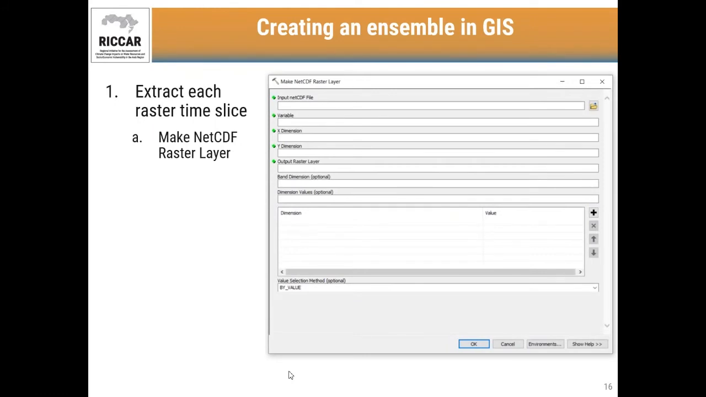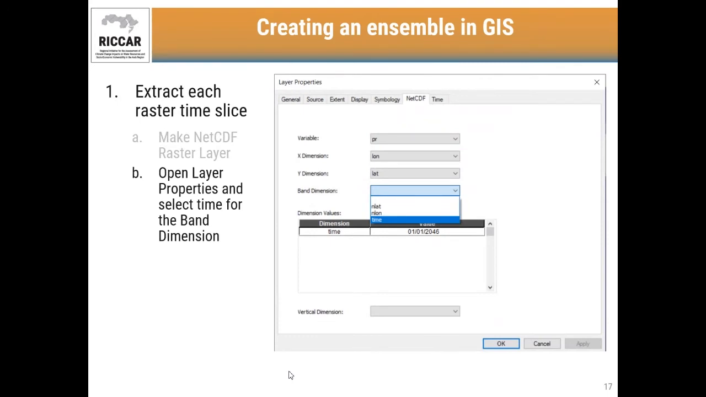So we do this again by making a NetCDF raster layer, and I know you've all become masters at doing this by now. So once we have done that, we look at the layer properties. You right click on the layer in GIS. You can open up the properties. And if you need a little refresher, you can go back to module 2 if you need a little reminder of how to do this.